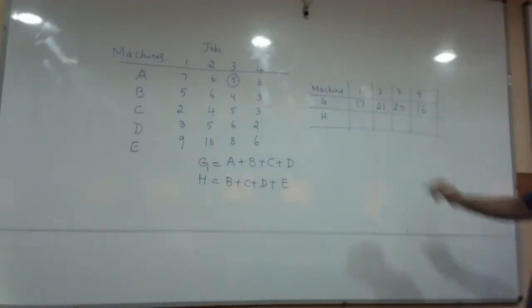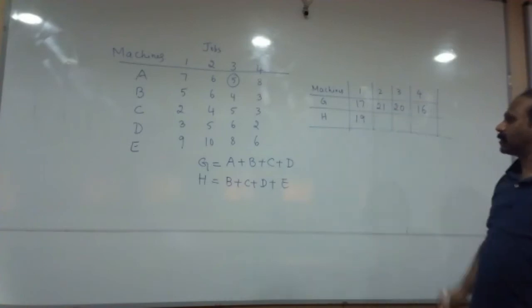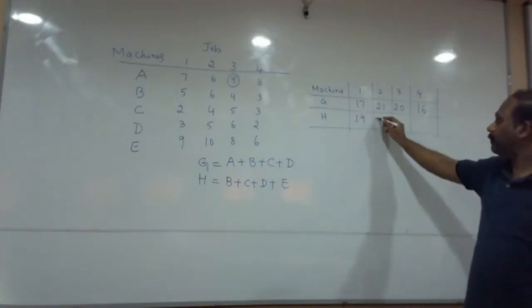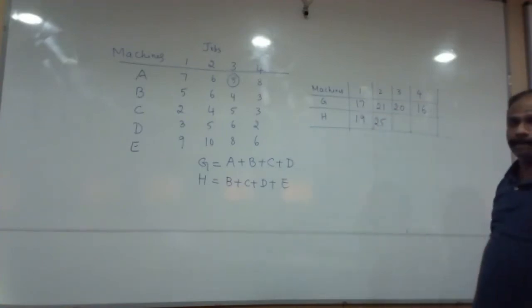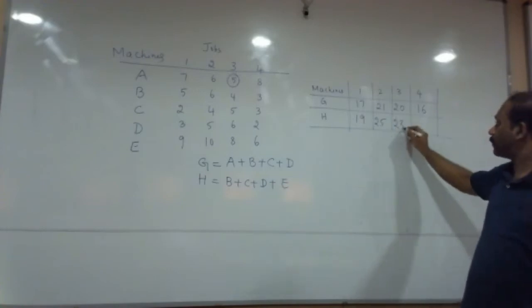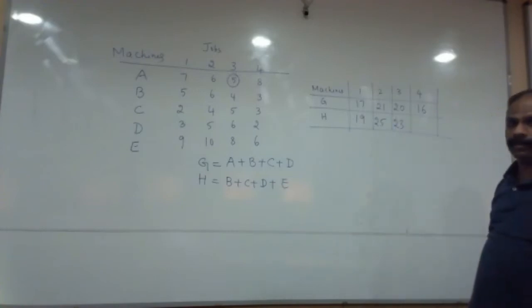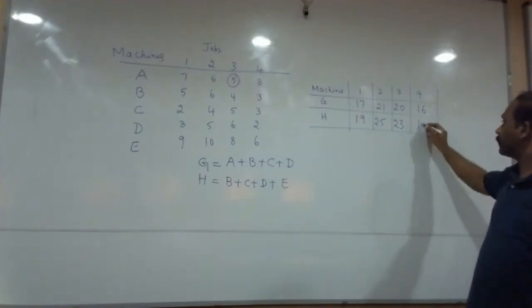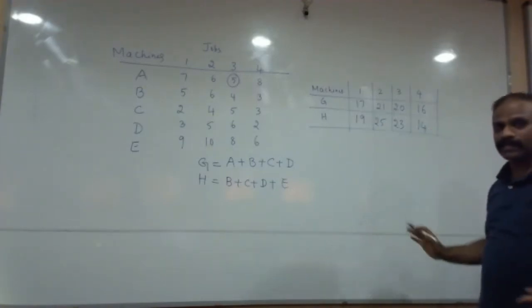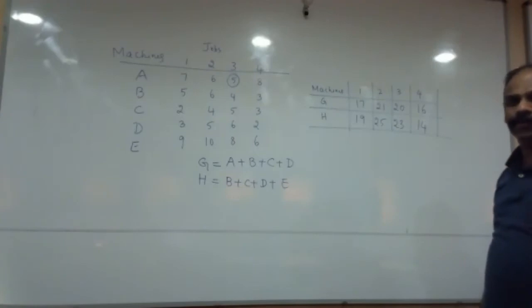19, 19. Good. Second value. 25, 25. Great. 23, 23. Great. 14. 14. Perfect. Now you can see that the problem is ready for sequencing.